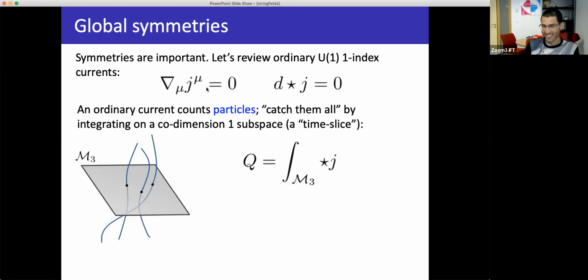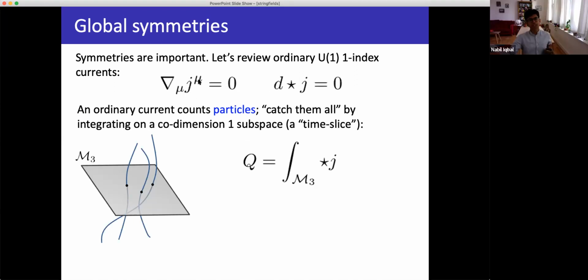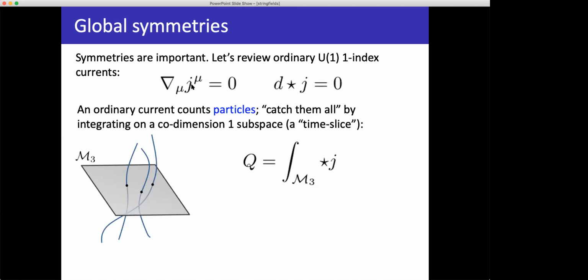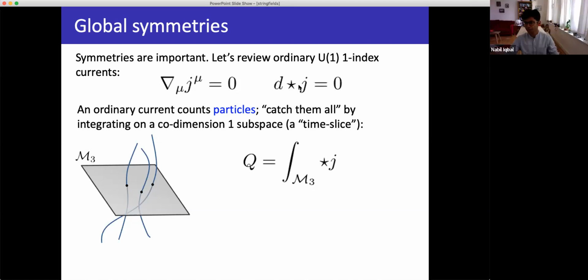Okay. So you have a normal U1 global current J. The current has 1 index, and the current is conserved. Okay. Now, this is the conservation equation, grad mu J mu equals 0. If you're into differential forms, you can write this in form language as d star J equals 0, where J is a 1-form.